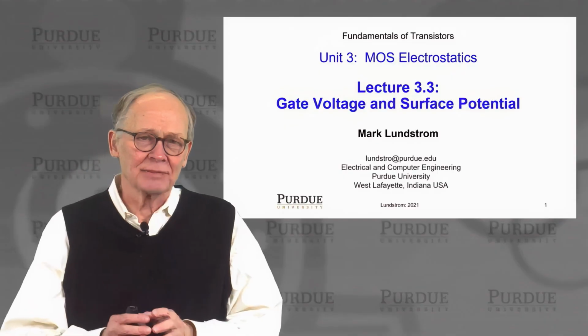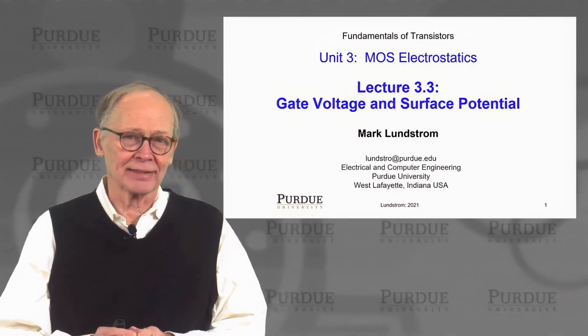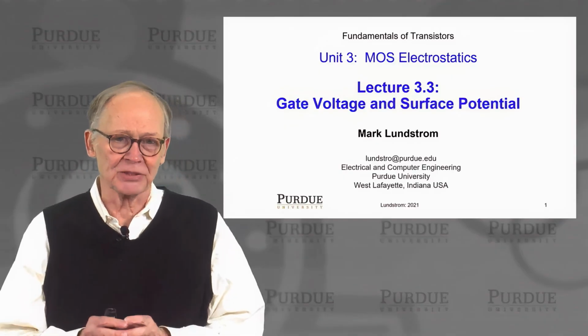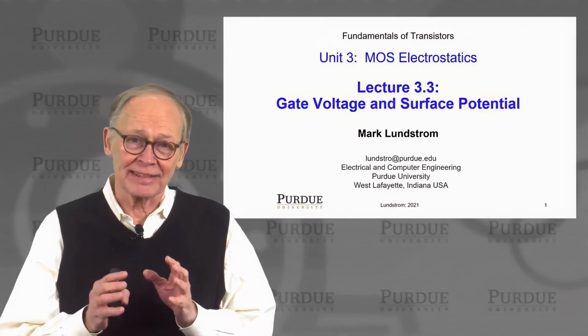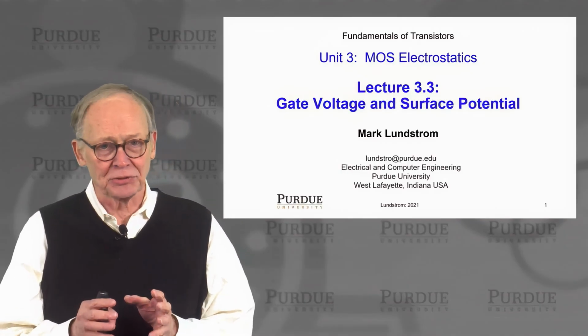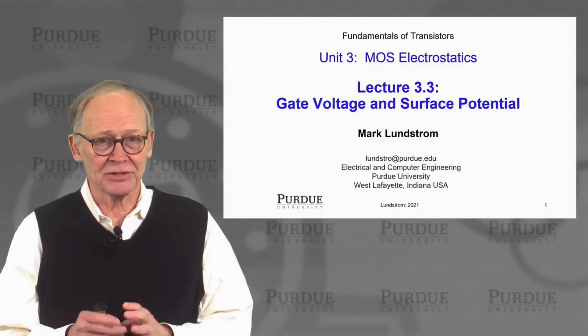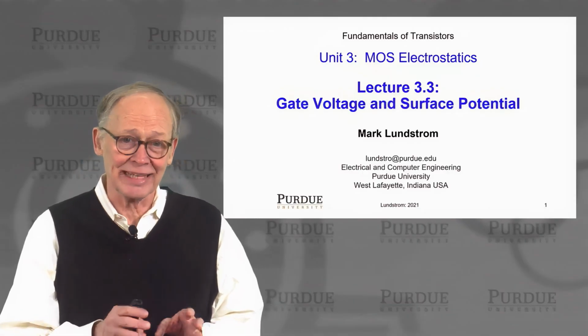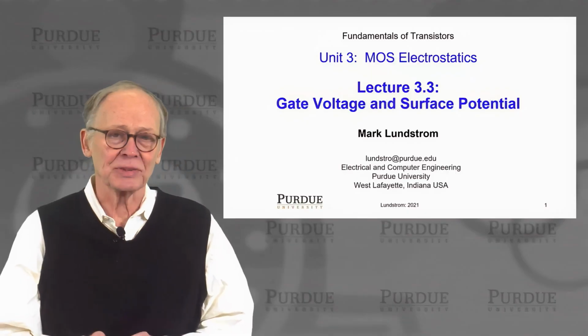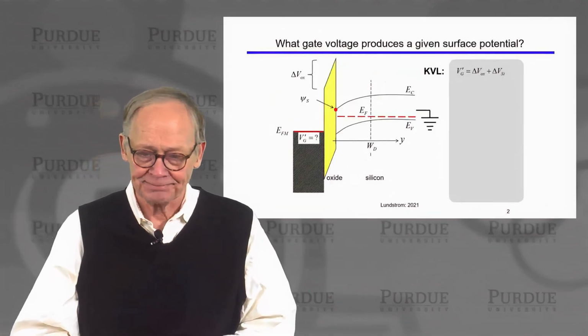Well, we've been talking about how the band bending in the semiconductor, or the surface potential, affects the charge in the semiconductor. But it's the gate voltage that produces the surface potential, or allows us to change the surface potential. This lecture is about the relation between the gate voltage and the surface potential of the semiconductor.